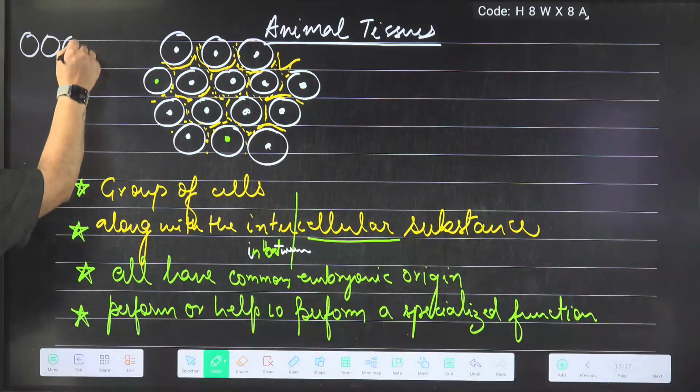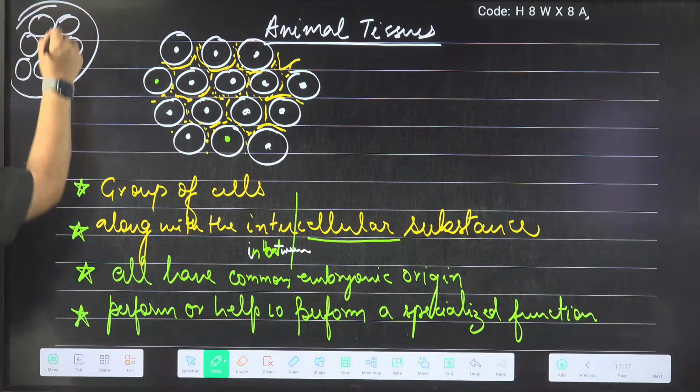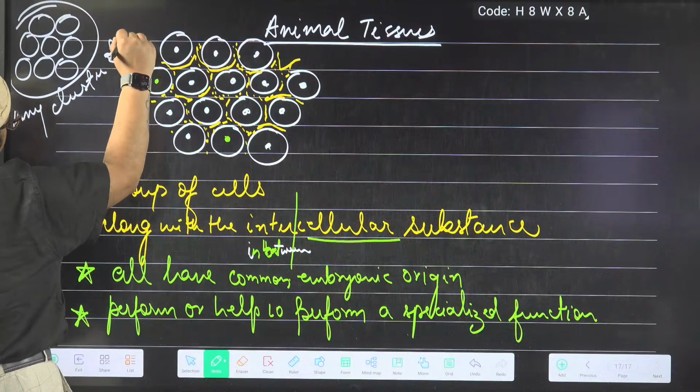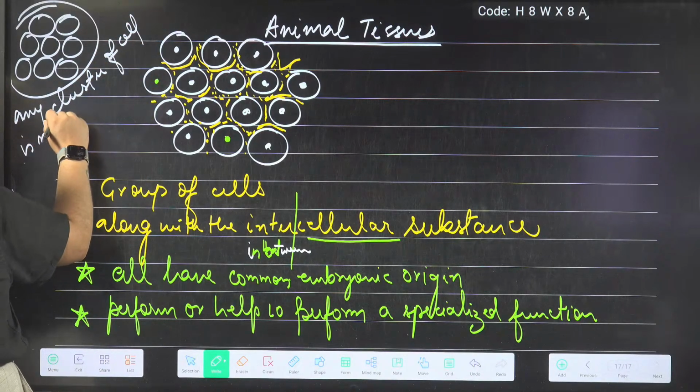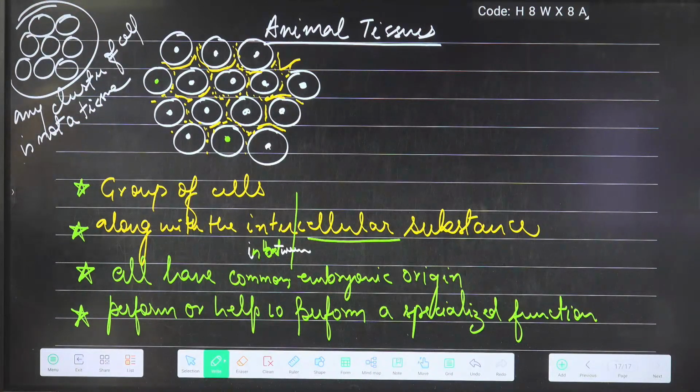A cluster of cells is not a tissue. Please note down this point. Any cluster of cells is not a tissue. You understand this point? For example, in Porifera, the body is made by clusters of cells, and they have a cellular grade of organization, but they don't have a tissue grade. We don't call those clusters tissues.